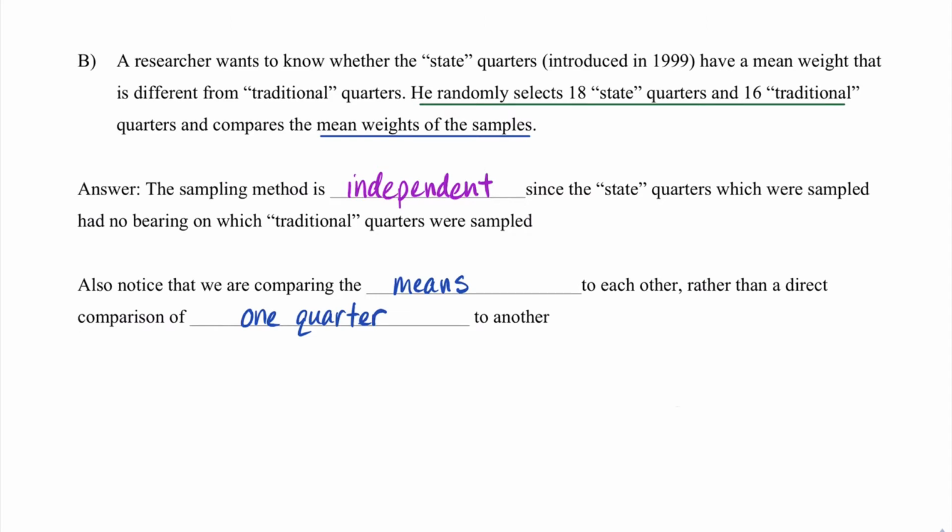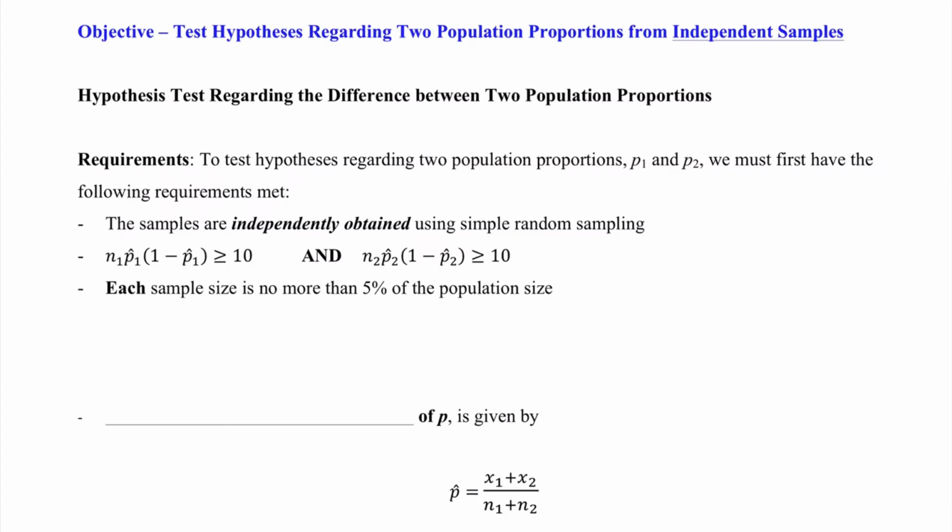That's going to take us into our next objective where we discuss hypothesis testing regarding 2 population proportions from independent samples. So we're still thinking in terms of independent samples, but now we're going to discuss 2 population proportions. Similar to when we have hypothesis testing with one population, we've got some requirements to confirm before we can conduct the hypothesis test. Notice we're going to call the 2 populations P1 and P2, and our first requirement would be that the samples are independently obtained using simple random sampling.